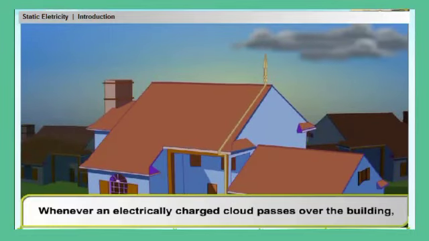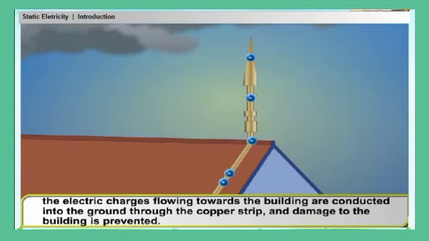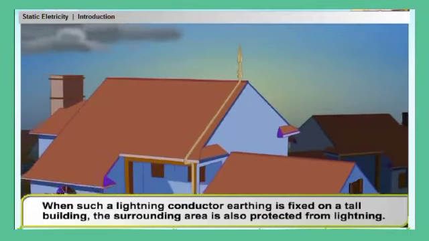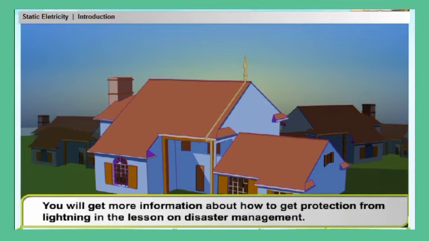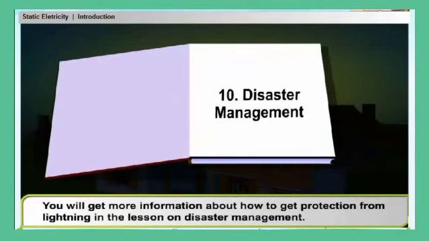Whenever an electrically charged cloud passes over the building, the electric charges flowing towards the building are conducted into the ground through the copper strip, and damage to the building is prevented. When such a lightning conductor earthing is fixed on a tall building, the surrounding area is also protected from lightning. You will get more information about how to get protection from lightning in the lesson on disaster management.